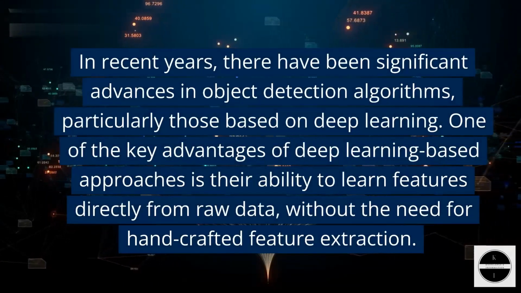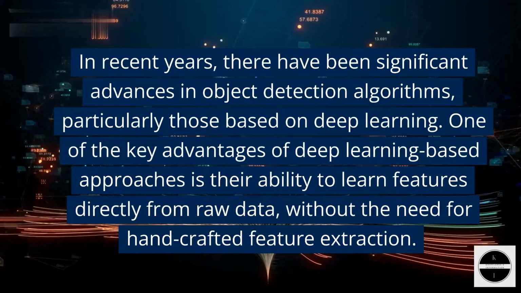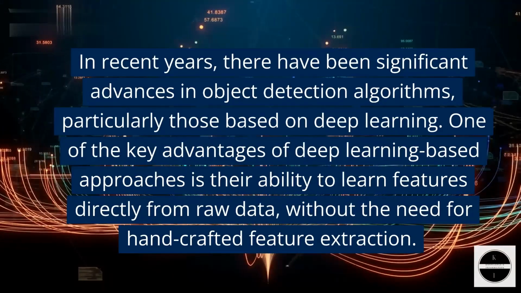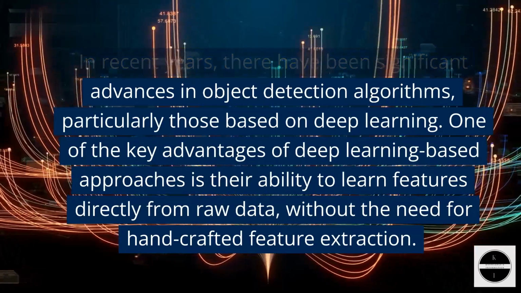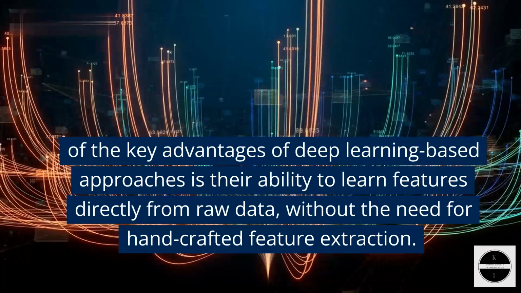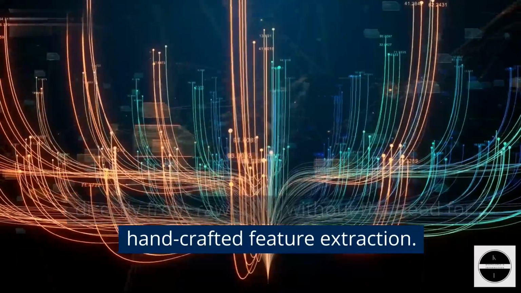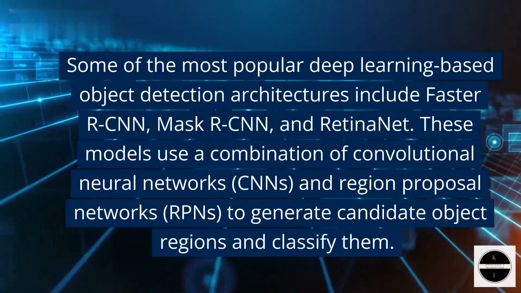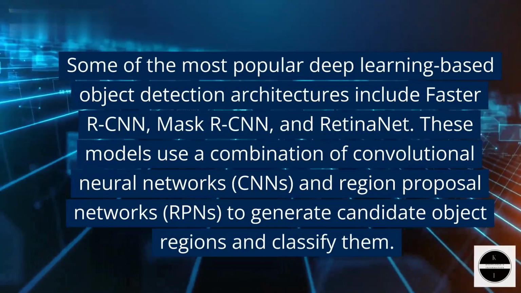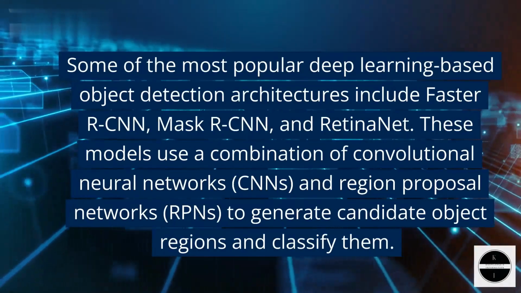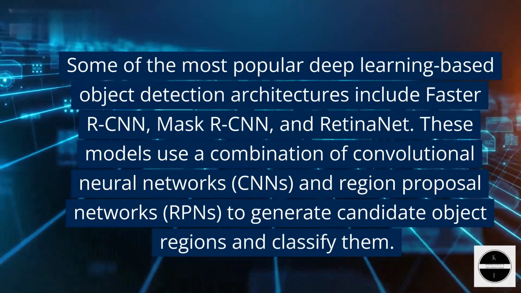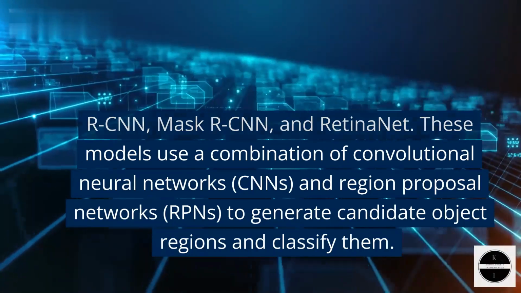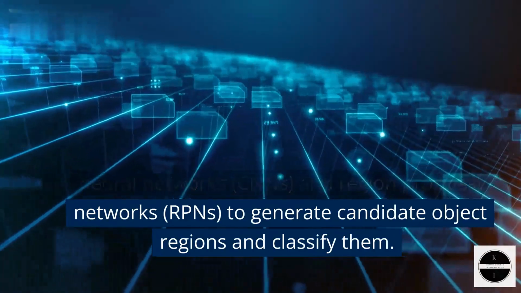In recent years, there have been significant advances in object detection algorithms, particularly those based on deep learning. One of the key advantages of deep learning-based approaches is their ability to learn features directly from raw data, without the need for handcrafted feature extraction. Some of the most popular deep learning-based object detection architectures include Faster RCNN, Mask RCNN, and RetinaNet. These models use a combination of convolutional neural networks, CNNs, and region proposal networks, RPNs, to generate candidate object regions and classify them.